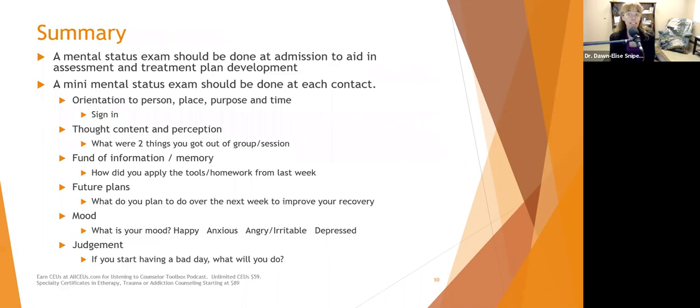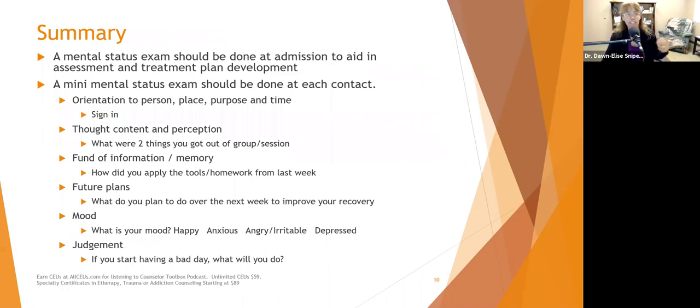A mini mental status exam should be done at each contact. Notice I don't say at each session. It should be done at each contact. So if your client calls you on the phone and cancels their appointment or calls you on the phone in a crisis, it's ideal to do a mini mental status exam and document that. Are they oriented to person, purpose, and time?